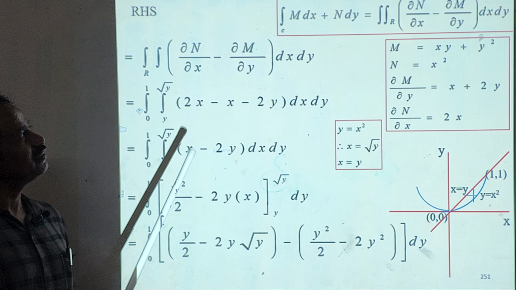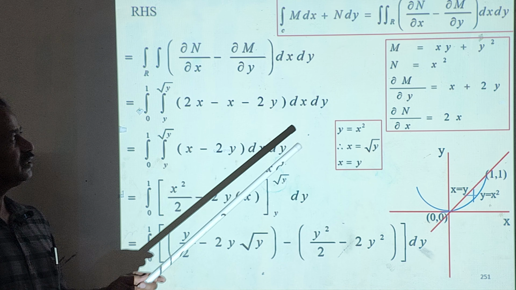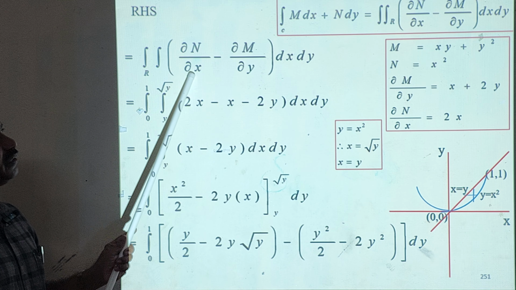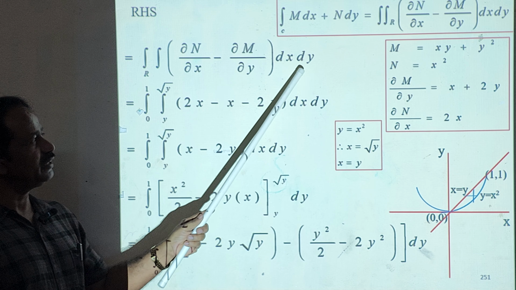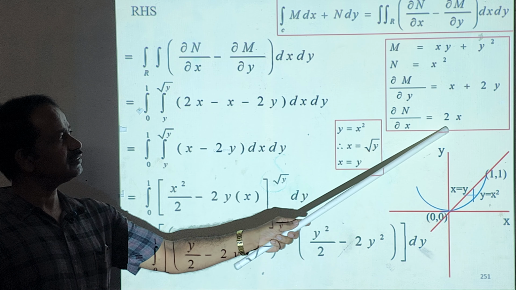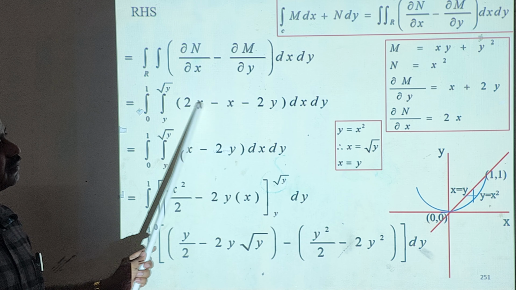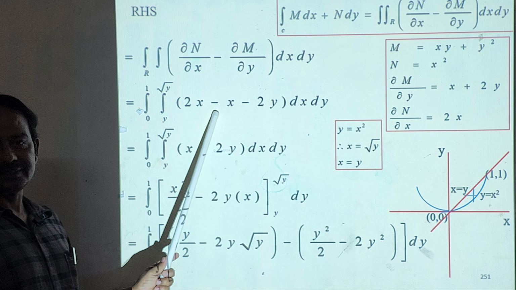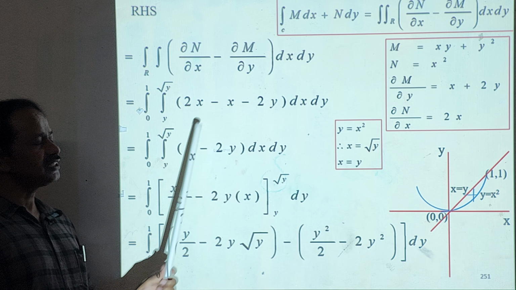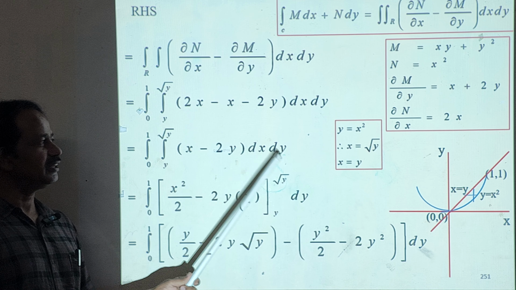Now we will have to calculate for the right hand side. Right hand side is nothing but the area enclosed by the curve. So the area enclosed by the curve is given by this: the double integral of dN by dx minus dM by dy, dx dy. So dM by dy is given by x plus 2y. dN by dx is nothing but 2x. So we have 2x, and x plus 2y with a minus sign. So minus x minus 2y, dx dy. Is it okay? 2x minus x will give you x.